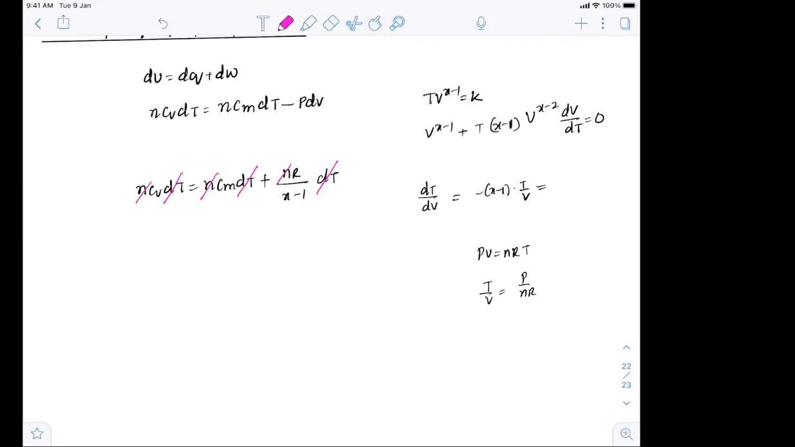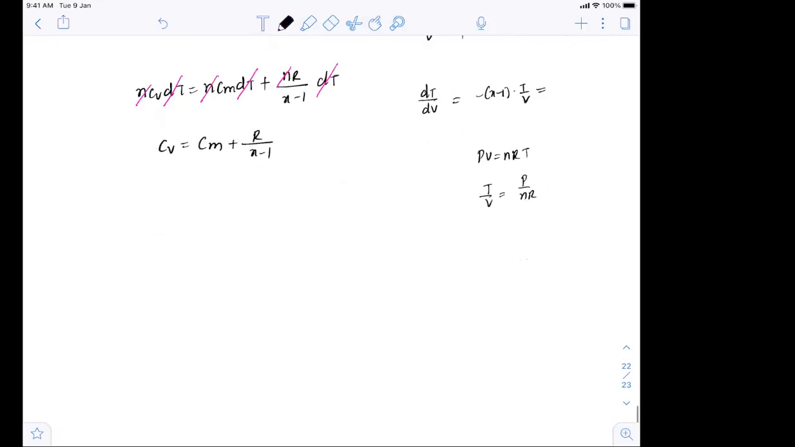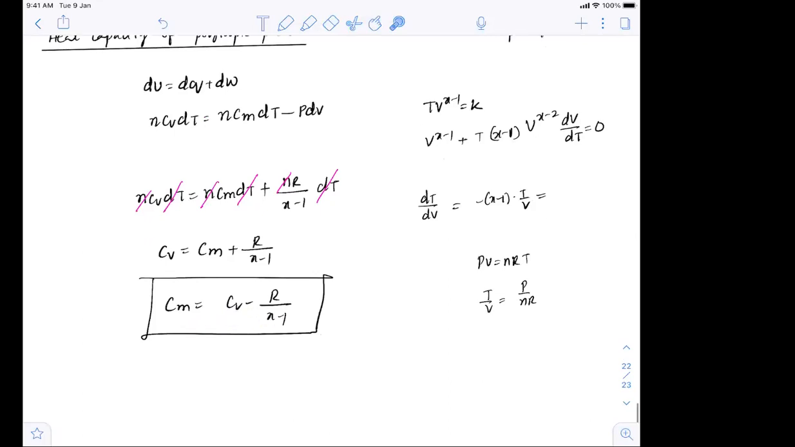So what are we getting here? The equation turns out to be Cv is equal to Cm plus R by x minus 1, or Cm is equal to Cv minus R by x minus 1. And this is an important formula, students. Derivation is not important, but you must know how to use the formula properly. So Cm is equal to Cv minus R by x minus 1.